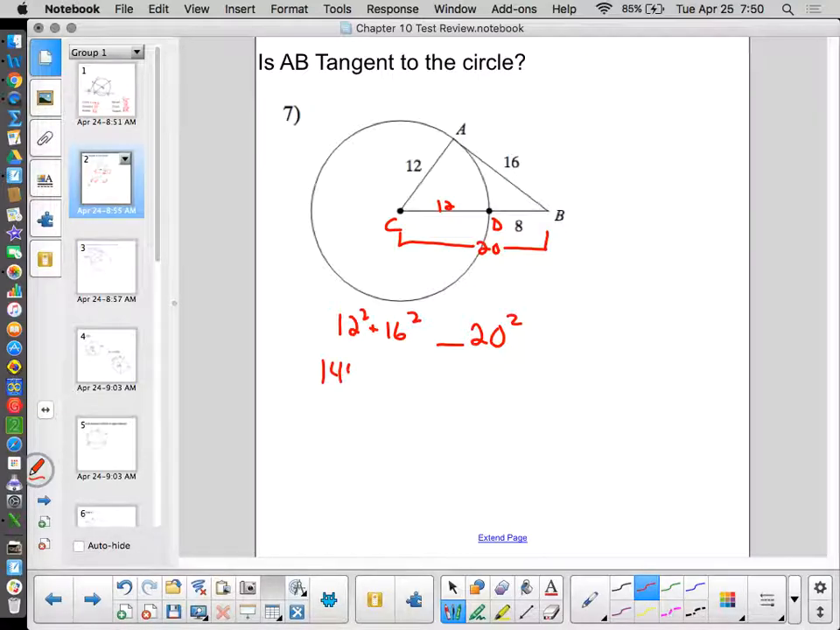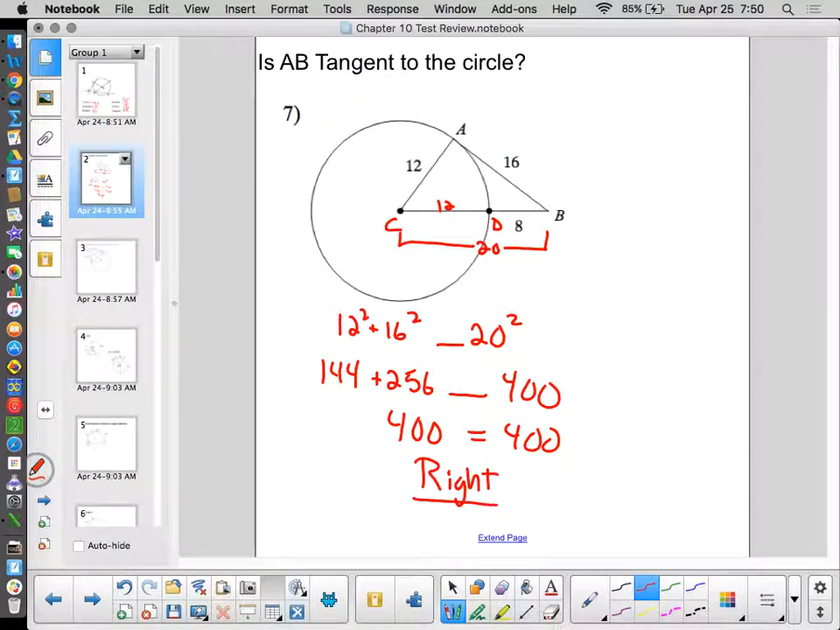12 squared is 144. 16 squared is 256. 20 squared is 400. 144 plus 256 is 400, which equals 400, which means that is a right triangle. So is this a tangent line? The answer is, of course, yes, it is.